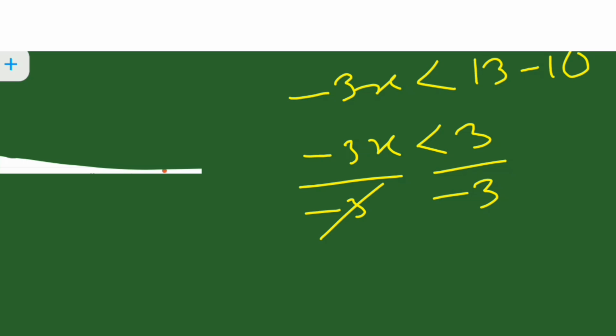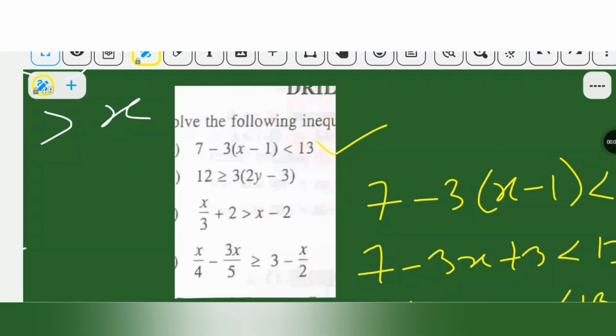So if you cancel this part, you're going to get x. Since you are dividing by a negative number, you need to reverse this less than to this sign, greater than. Then divide this, you will get minus 1. So this is the answer to that particular question. Let's quickly pick the second one here.